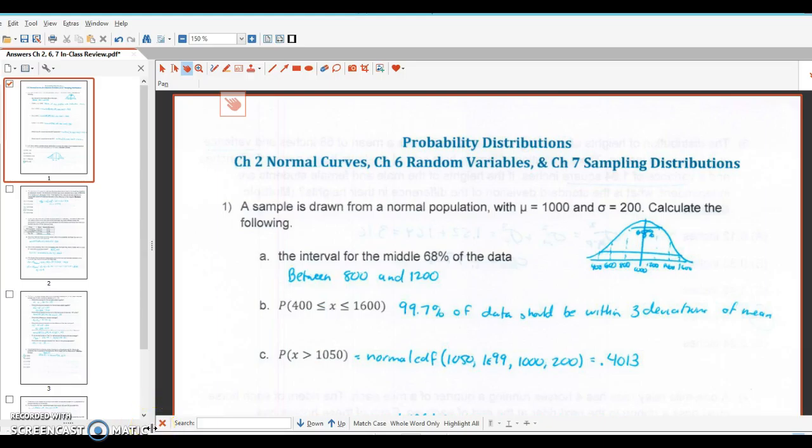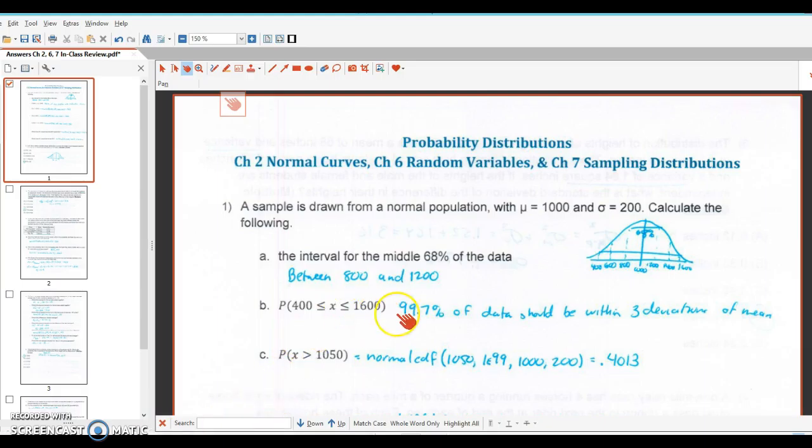I tried to more or less put this in chronological chapter 2, chapter 6, chapter 7 order, but some of the problems involve more than one chapter. So bear with me if it sounds like we're getting a little bit ahead and then going backwards, but really I think it's a good incorporation. This packet is a good incorporation of all the different styles of the probability distributions first semester and then the beginning of second. So first problem, you have a normal population.